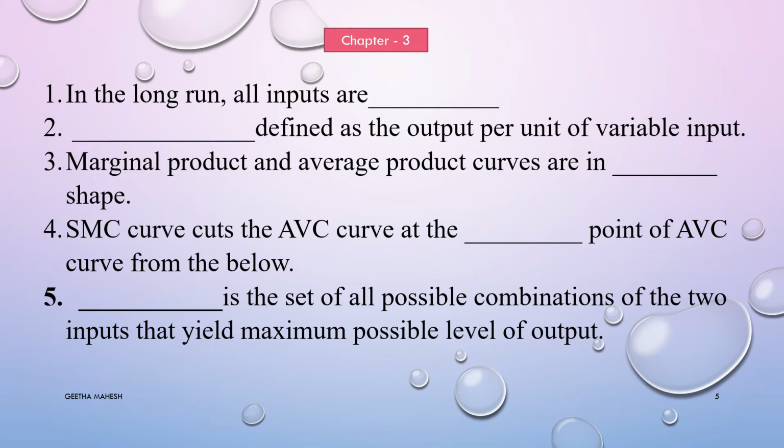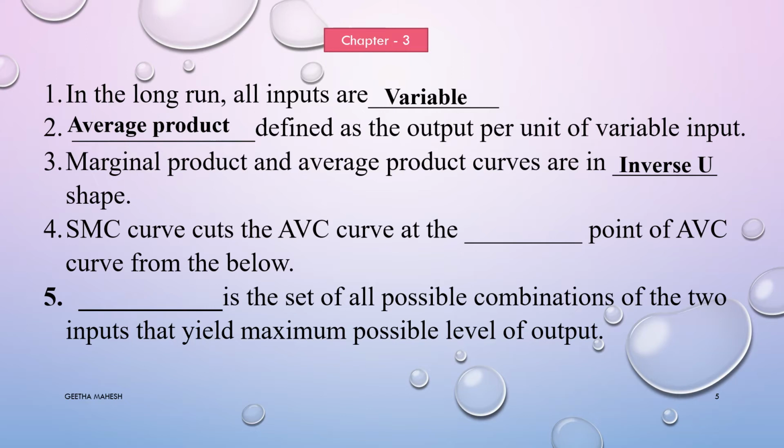Let us discuss few important fill in the blanks from third chapter, the production and cost. In the long run, all inputs are variable inputs. Blank defined as output per unit of variable input. Output per unit of variable input is nothing but the average product. Marginal product and average product curves are in blank shape, that is inverse U shape.